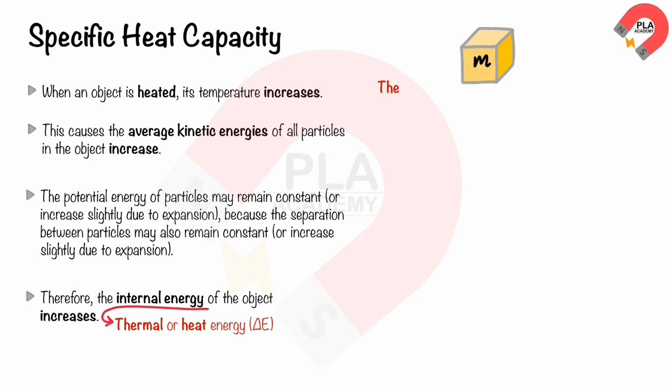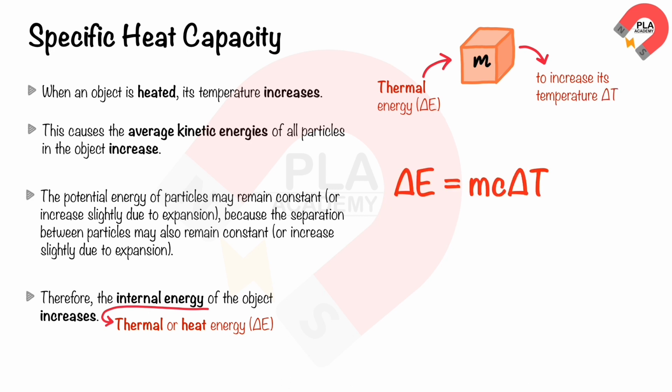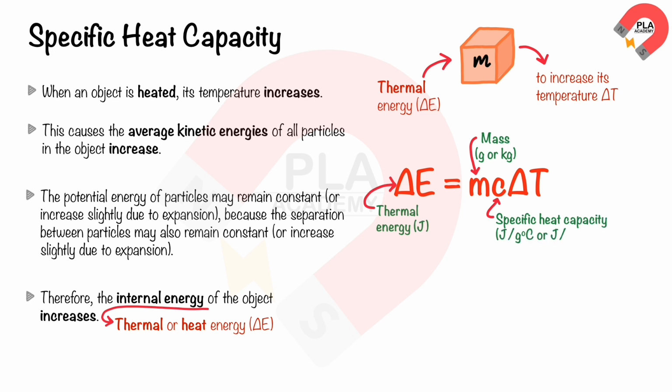The thermal energy, delta E, added to an object of mass, m, to increase its temperature, delta T, can be written as the equation delta E equals mc delta T, where delta E is the thermal energy in joules, m is the mass in grams or kilograms, c is the specific heat capacity of the substance in joules per gram degree Celsius, or joules per kilogram degree Celsius. Delta T is the change in temperature in degrees Celsius or kelvins.